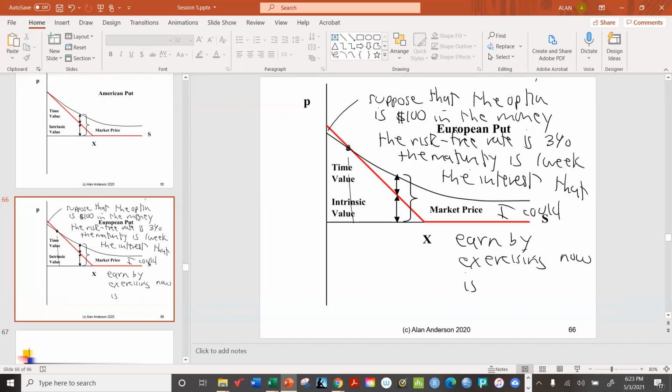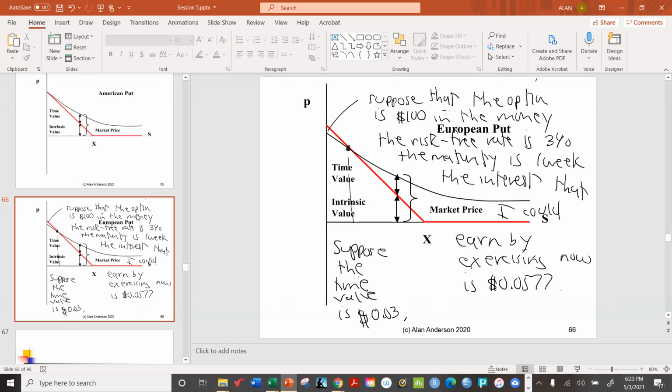is, all right, let me quickly figure this out. It's not going to be a lot. It's about 5.77 cents. Okay, but suppose that the time value is only 3 cents, which is possible because there's only a week to go. Wouldn't you be better off then?